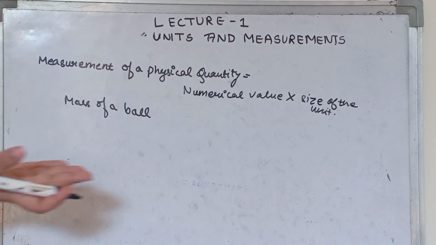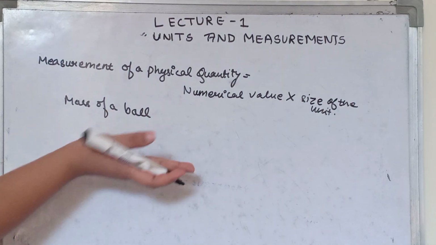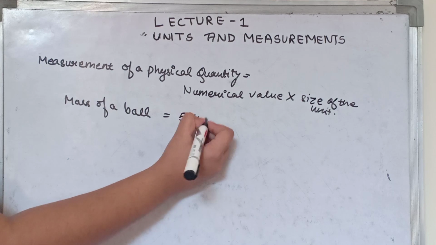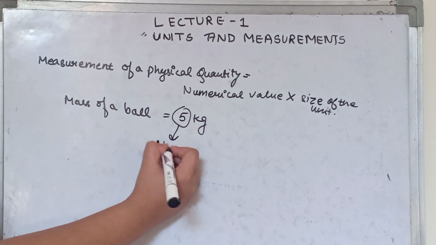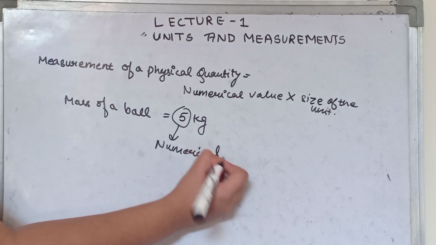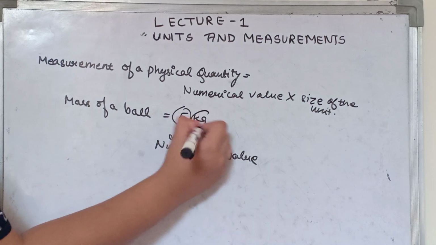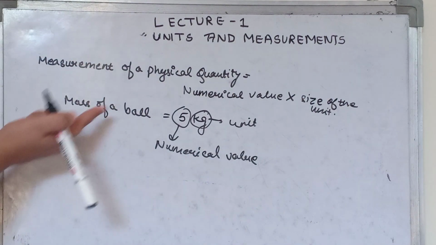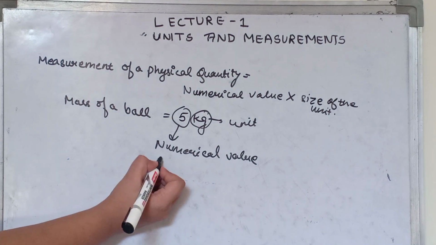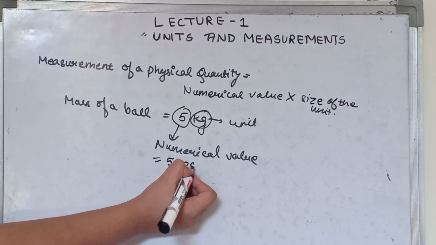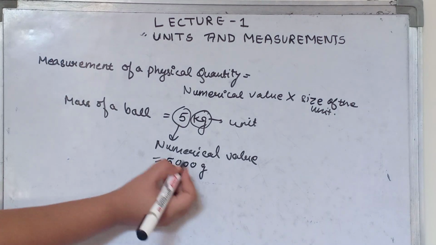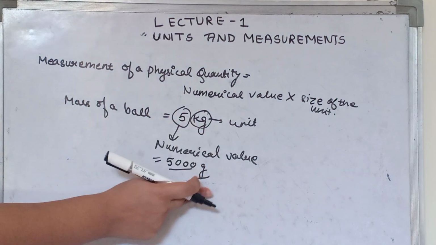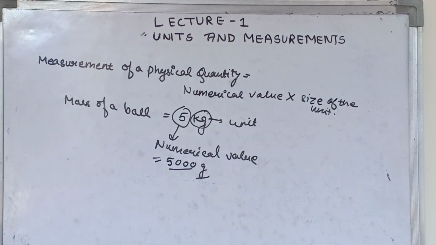Now we require what is the numerical value of the mass and what is the unit in which we are measuring that mass. Suppose the mass of the ball is 5 kg. So this is the numerical value and this is the unit. Fine. Now this same mass can be represented as 5000 grams. This is also the numerical value and this is the size of the unit. Now this difference tells us about the size of the unit.